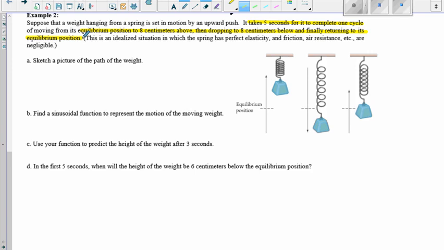So it says sketch a picture of the path of the weight. So the first thing we want to do is start to think about all the different things we have in our equation and what we need for our equation.